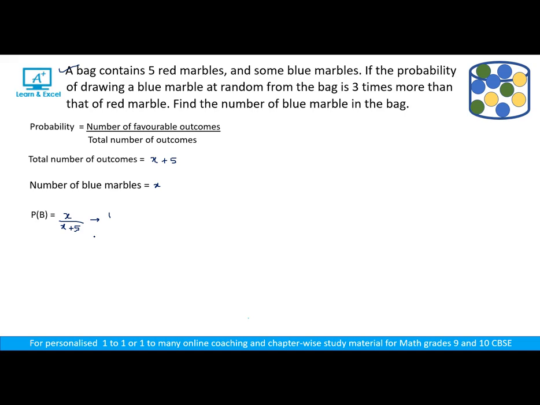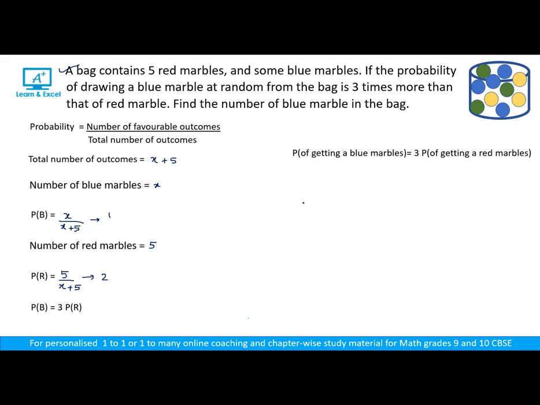Let us mark this as 1. Let us find the probability for the red marbles. The number of red marbles is already given to us as 5. So the probability of drawing a red marble will be 5 upon x plus 5. Let us mark it as 2. It is given to us that the probability of drawing a blue marble is equal to 3 times the probability of drawing a red marble. So substituting 1 and 2, we get x upon x plus 5 equal to 3 into 5 upon x plus 5. Simplifying, we get x equal to 15. So the number of blue marbles in the bag is 15. Thanks for watching.